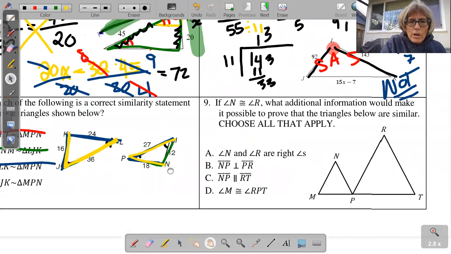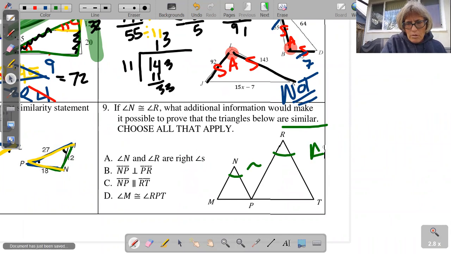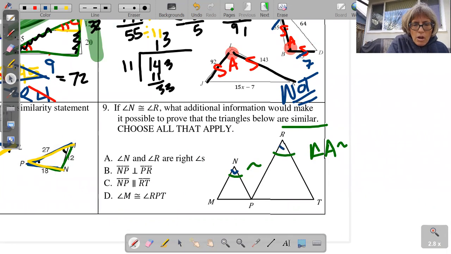So taking a look here, it's saying if N is congruent to R, what additional would make them similar? Now, remember, all we need is angle, angle similarity. So that's all we would need would be another pair of angles. So all you have to ask yourself is what would give you another pair of angles. Now, N and R right angles wouldn't work because you already have N and R as congruent. So that doesn't work.